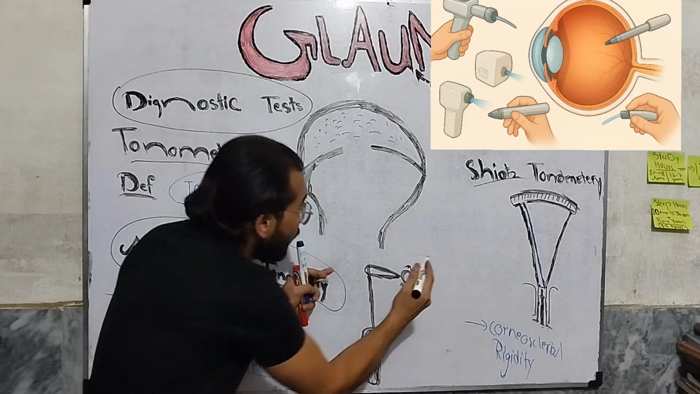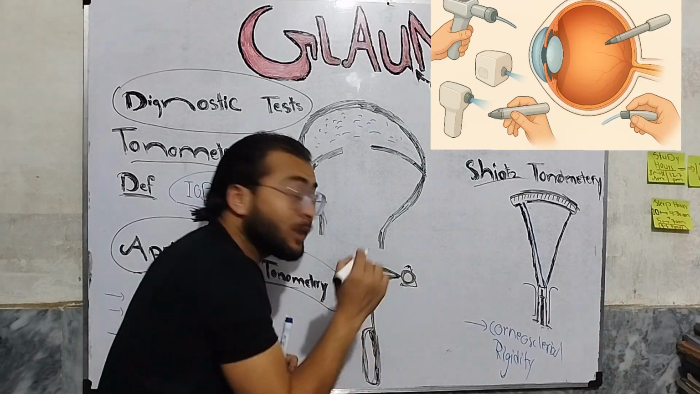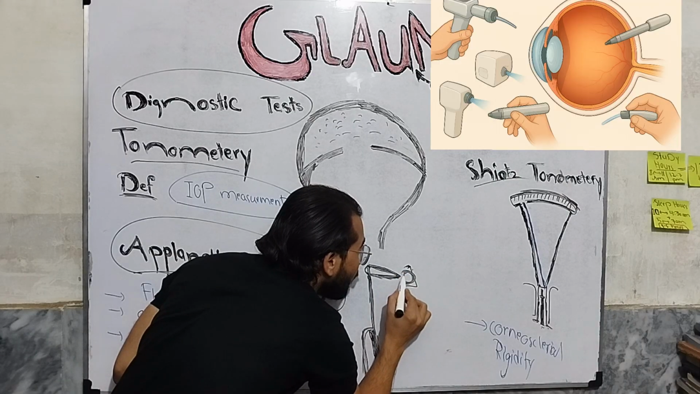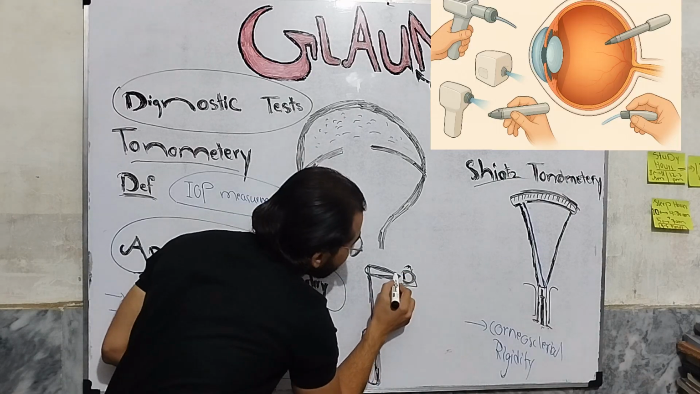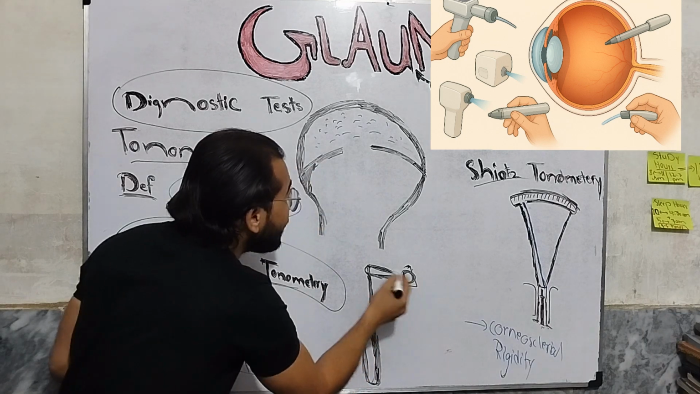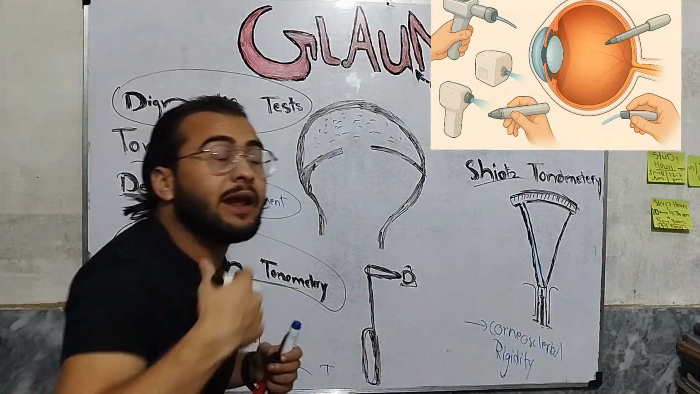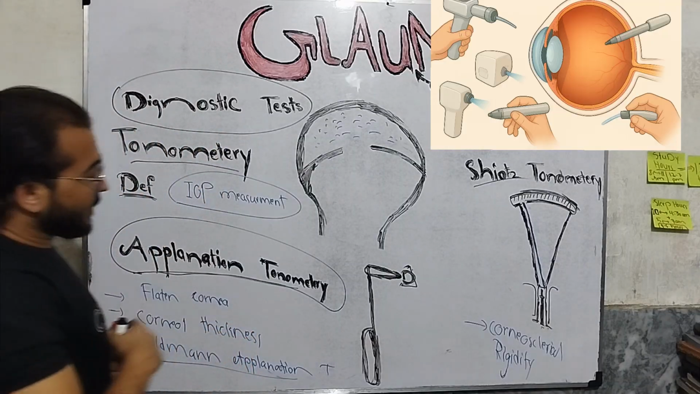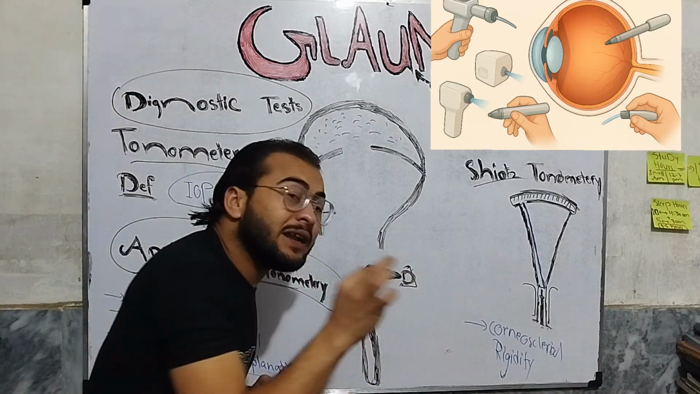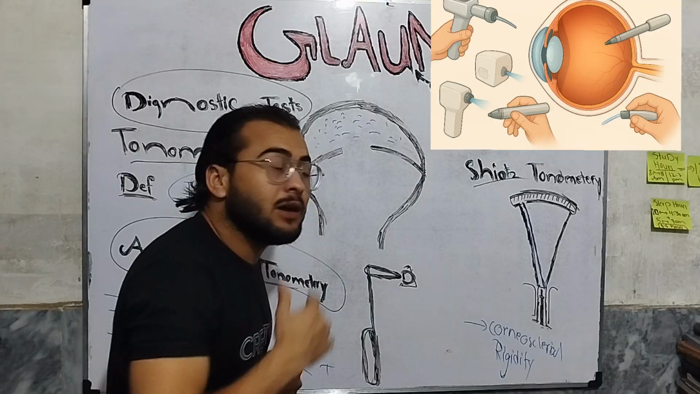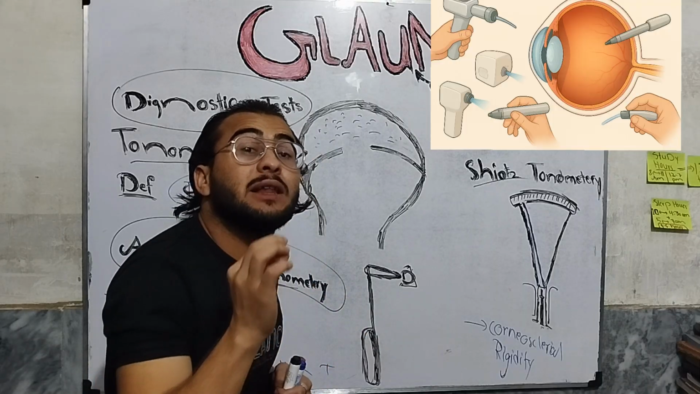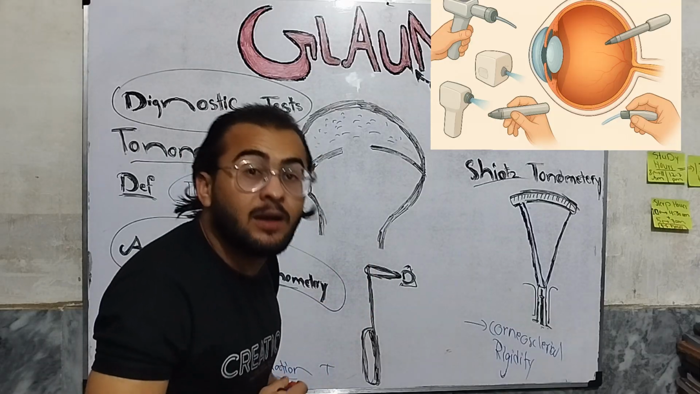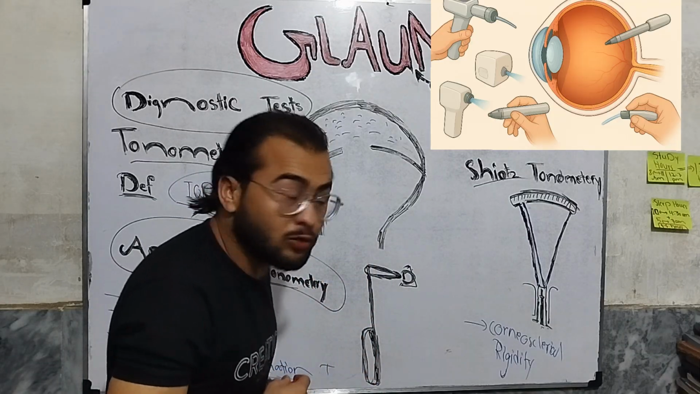What will we do? With the help of this prism, we will flatten the central part of the cornea, and it will give us the measurement and estimation of intraocular pressure. But this flattening can be affected by several pathologies. For example, corneal thickness. Corneal thickness can be caused by corneal edema, corneal fibrosis and other factors.